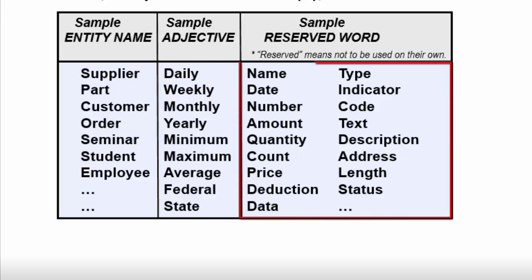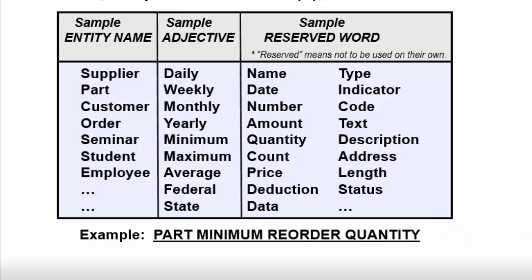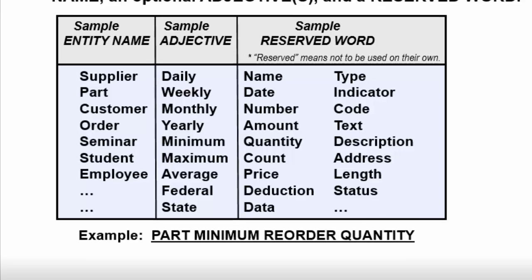The last column shows what I call reserved words. Reserved meaning that these names are not to be used on their own. I find there's typically a common set of these reserved words in an organization based on its industry. Below the table, I've shown an example of a data element name made up of an entity name, 2 adjectives, and a reserved word: part, minimum, reorder quantity.